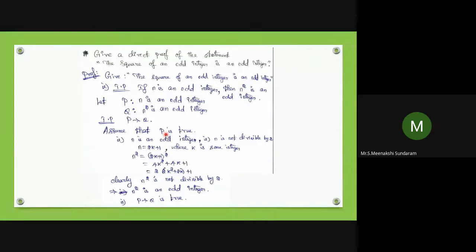Okay. Assume that P is true. That is a direct proof, meaning you take the hypothesis as true, and we show that the conclusion is true. So P is true, that is, n is an odd integer, that is, n is not divisible by 2. We already know how to check whether a number is odd or not. An even number is divisible by 2, so an odd number is not divisible by 2. A remainder will come. Therefore n is not divisible by 2.